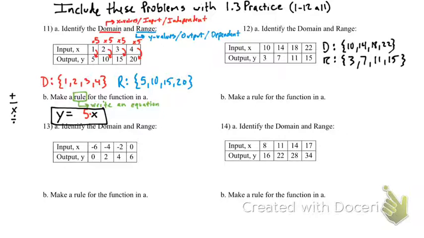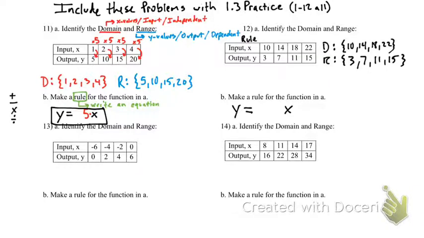Now we're going to write our rule. So let's first check. When we write our rule, our equation, we always want the output variable first. So our output variable is y. Then the equal sign. And then after the equal sign, on the right side, we want our input variable, which is x. But I'm going to leave some room because we're going to add a rule to it.